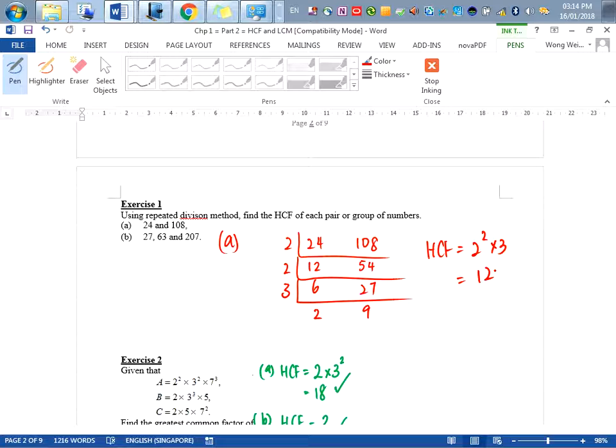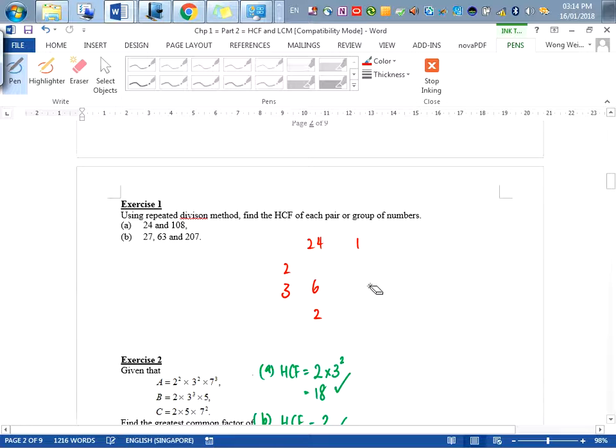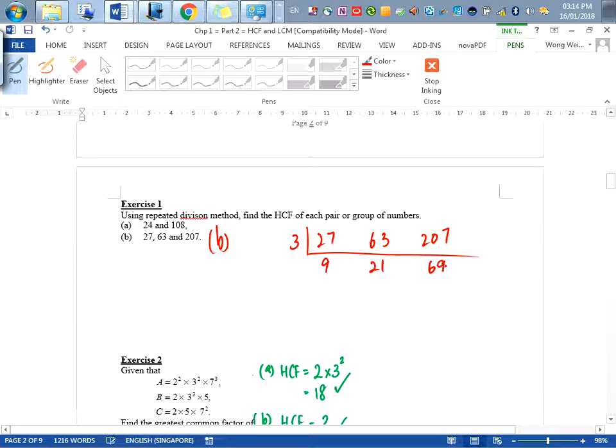What about part B? Initially we learned only one number, then now we extended it to two numbers. Can I add on one more number? Yes, I can. So what will it look like? Part B right now will look like this. Common factor. Is 2 one of it? No, right? 3. So I'm left with 9, 21, and 69. Any more common factors? 3 again. Now we get 3, 7, and 23. Any more common factors? No. Okay, then the highest common factor is 3 squared, which is 9. Okay?